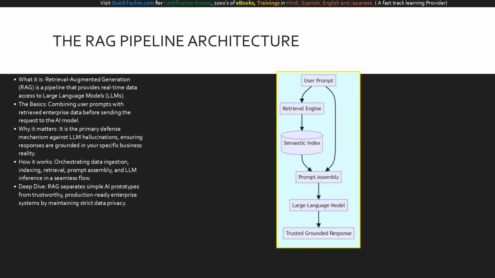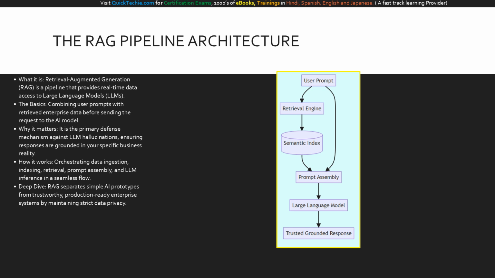Here we have a detailed architectural view of a production-grade RAG pipeline. At the very start of the flow, the user prompt is submitted at the top left. Notice carefully how the flow splits. One path goes down to the retrieval engine, which intelligently searches our previously built semantic index for highly relevant business data. The retrieved data's specific grounding context flows into the prompt assembly node.